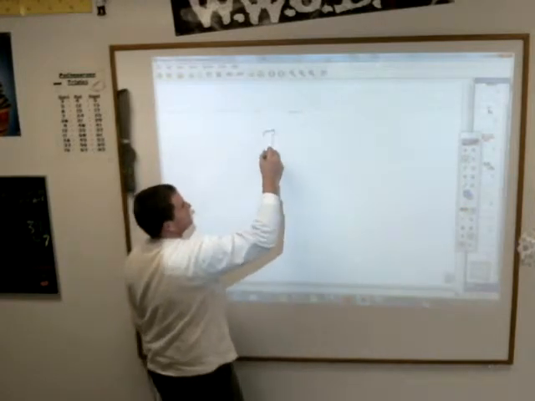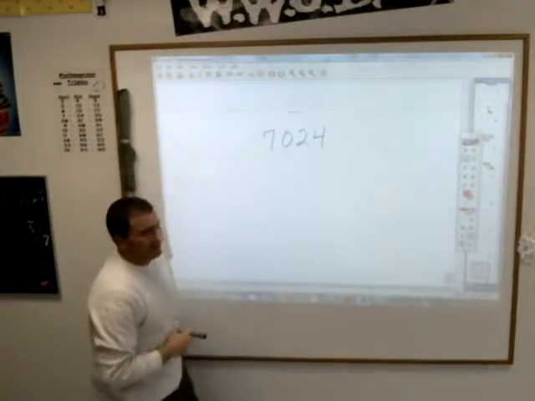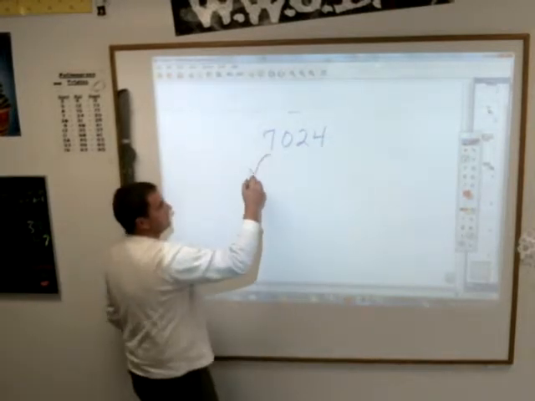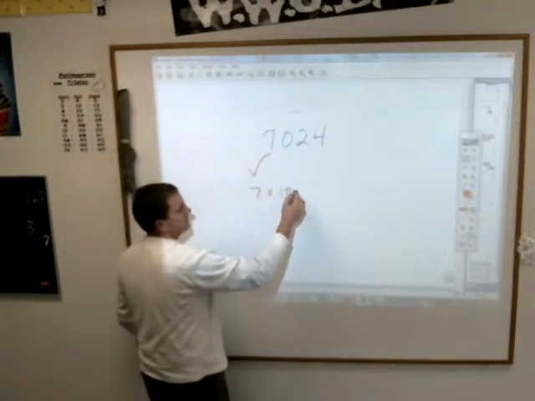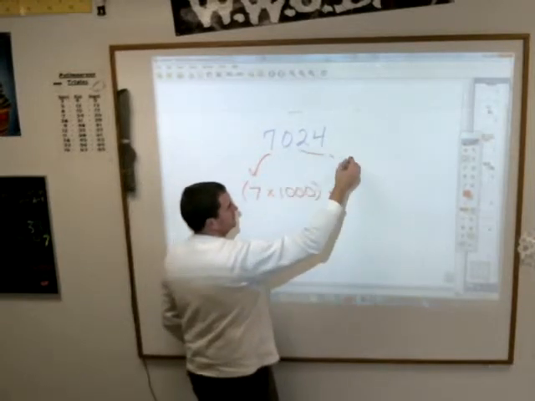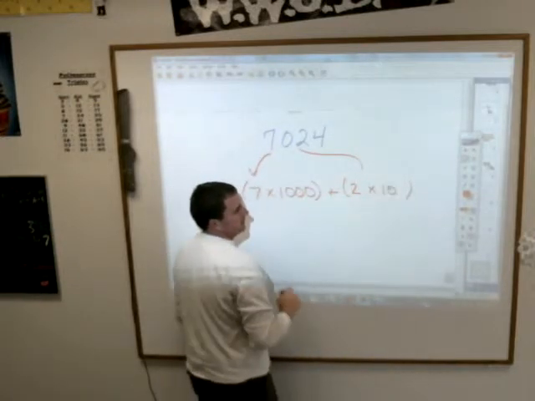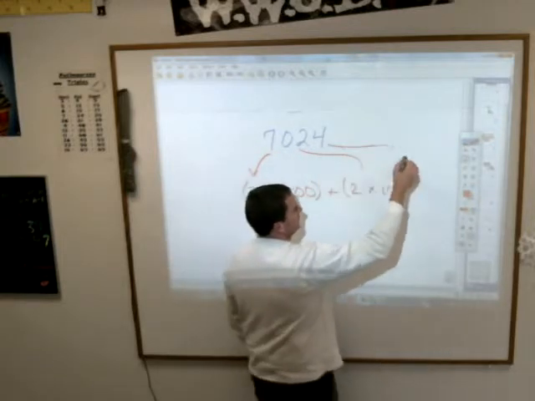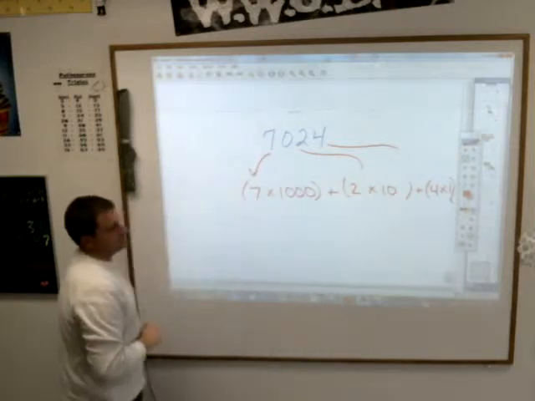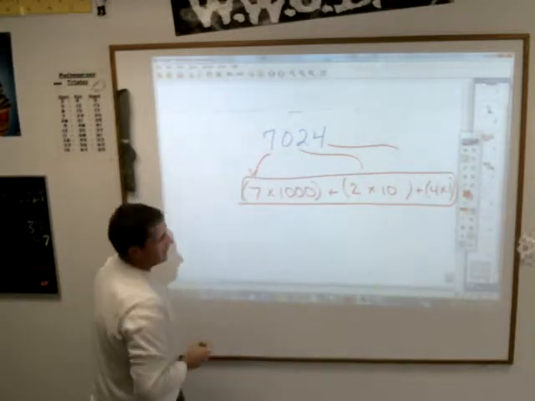Let's say you've got 7,024, and you're to write that in expanded notation. Each digit that's not a 0 is going to get a parenthesis. So this 7 is again in the thousands place, so you need to put that parenthesis plus. You skip the 0, but you go to the 2. What place is the 2 in? It's in the tens place, so it's 2 times 10. And then the last one you have is the 4 times 1, because it's in the ones place or the units place. This is written in expanded form, or expanded notation, if you will.